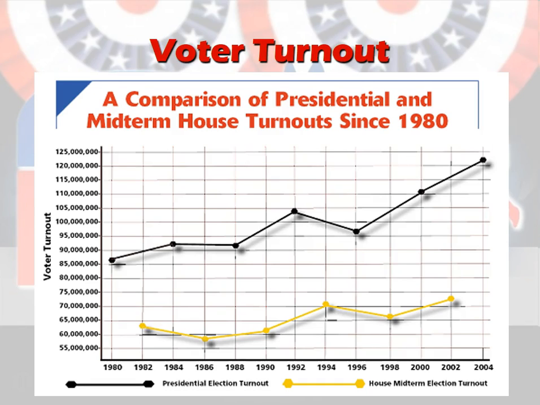So if we take a look at it, we can see that the black line shows us that voter turnout in presidential years is significantly higher than in midterm election years.